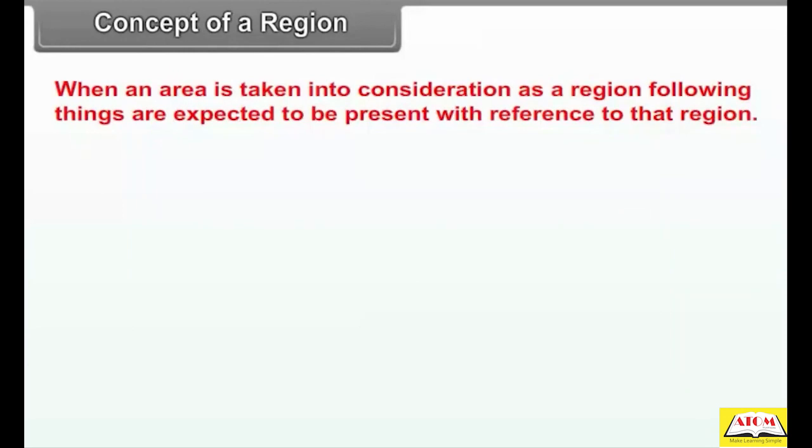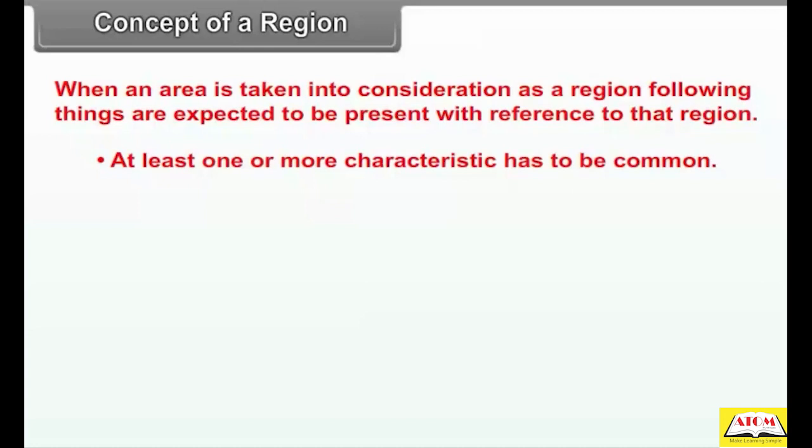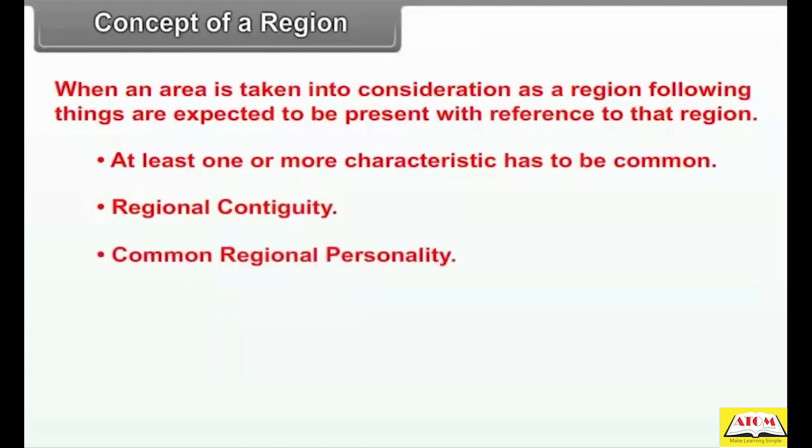When an area is taken into consideration as a region, the following things are expected to be present with reference to that region. 1. At least one or more characteristics have to be common. Second, regional contiguity. Third, common regional personality. Fourth, similarity.